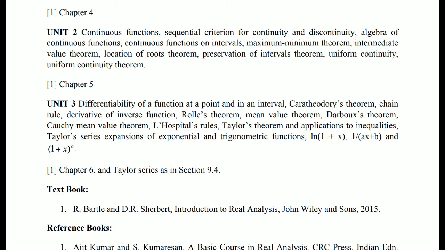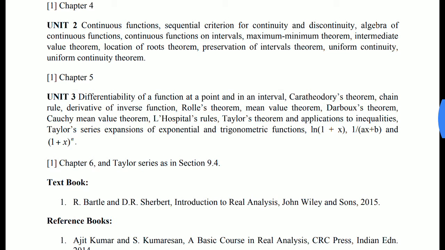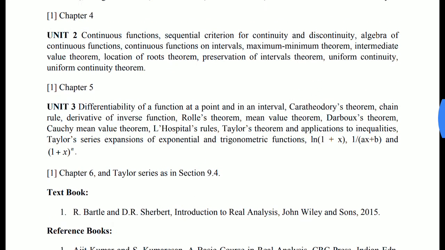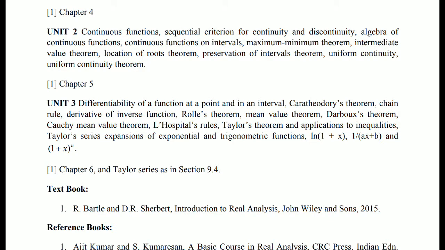Coming to our next unit, we have differentiability of a function at a point and in an interval. Okay, so you will have to go through all these topics to secure really good marks. And then you have Caratheodory's theorem, then chain rule, derivative of inverse function, Rolle's theorem, mean value theorem, Darboux's theorem, Cauchy mean value theorem, L'Hospital's rule, Taylor's theorem, and applications of inequality.